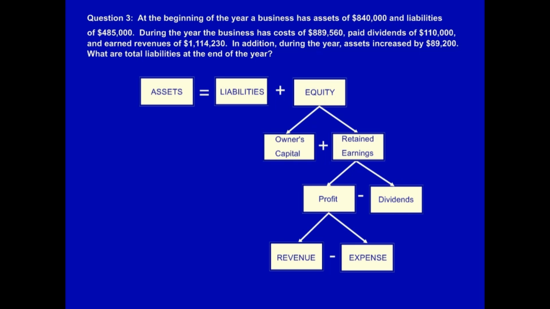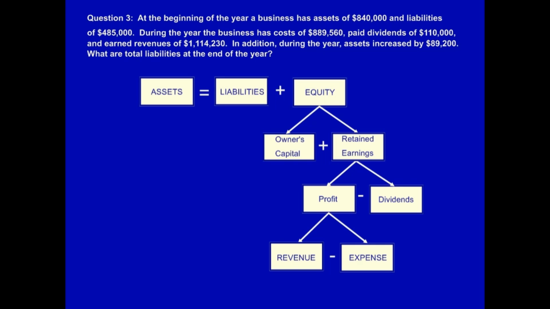Question 3. At the beginning of the year, a business had assets of $840,000 and liabilities of $485,000. During the year, the business had costs of $889,560, paid dividends of $110,000, and earned revenues of $1,114,230. In addition, during the year, assets increased by $89,200. What are total liabilities at the end of the year?